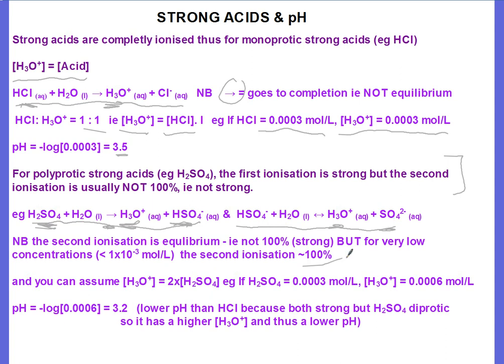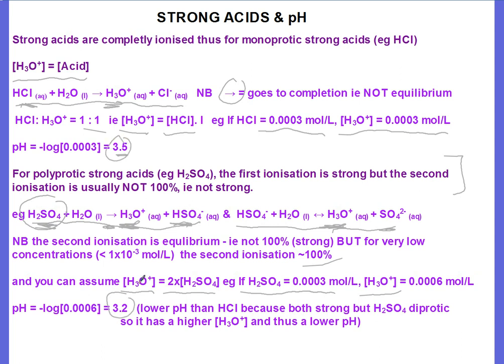The reason why that is, we'll look at the next slide. So that means for very low concentrations, you can assume the hydronium ion concentration is twice the sulfuric acid concentration, because for one sulfuric acid molecule, you'll get 1 and then 2 hydronium ions. So if you know the sulfuric acid concentration is 0.0003 moles per liter, that means the hydrogen ion concentration is going to be twice that, 0.0006 moles per liter, and therefore the pH will be 3.2.